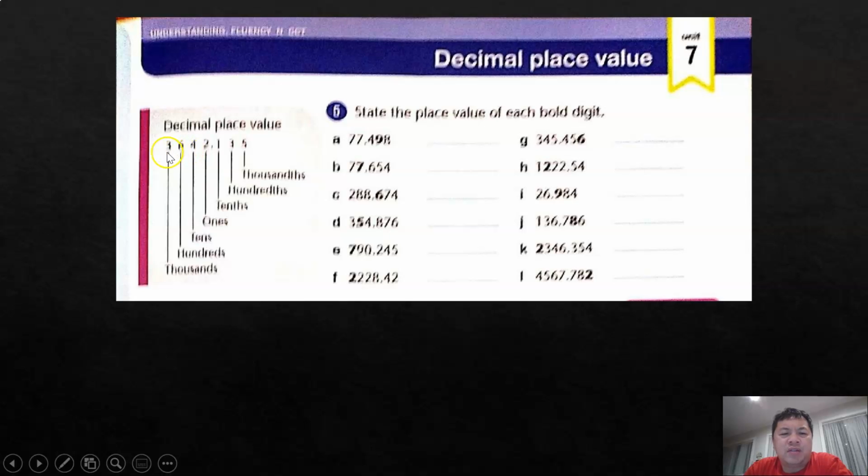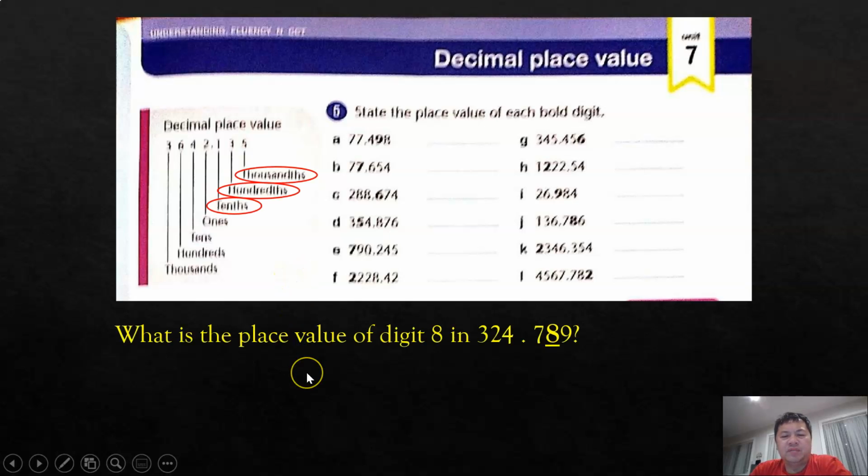Ones, tens, hundreds, thousands, right? Without the THS. The TH is only for the digits after the decimal place. So looking at this, what is the place value of digit 8 in 324.789? So, of course, this is tenth, this is hundredth, and that's how you get the answer.